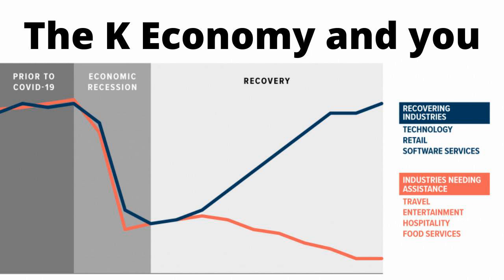And I'll input a pic of this K economy in the resources section of this blog post. And you can see the high of the K, the people who are already wealthy, are doing better, but the low of the K are the people who are on the bottom of the economy.